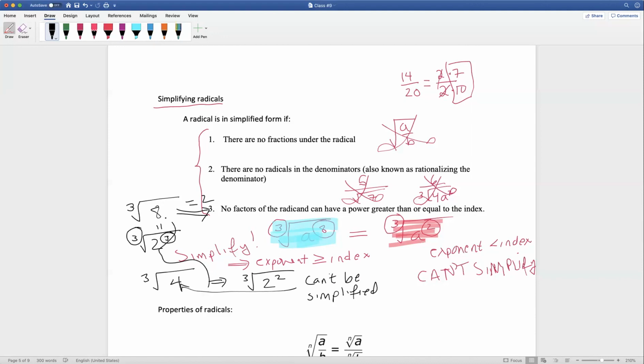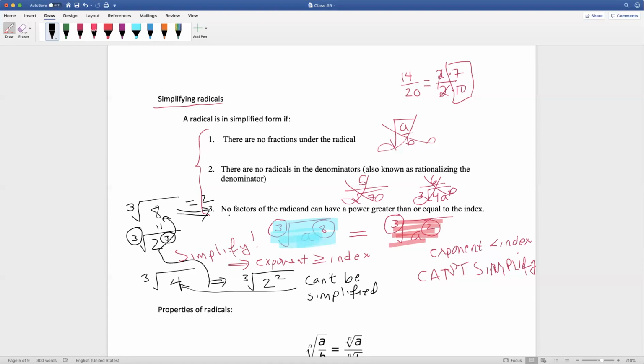Okay, so again, comparing these guys, what you do really is you look at, if you have a factor, what that factor looks like in its factored form. So 4 is the same thing as saying 2 times 2 or 2 squared, and 8 is the same thing as saying 2 cubed. And then you compare the exponent and the index. If the exponent is smaller than the index, you can't simplify it. If the exponent is greater than or equal to the index, you can simplify it.